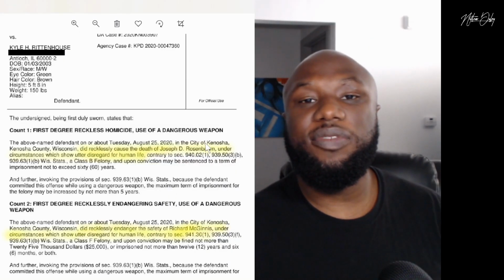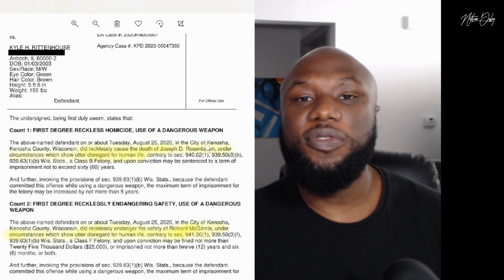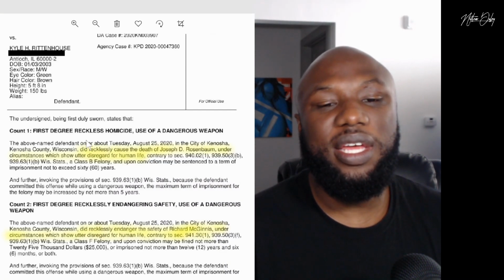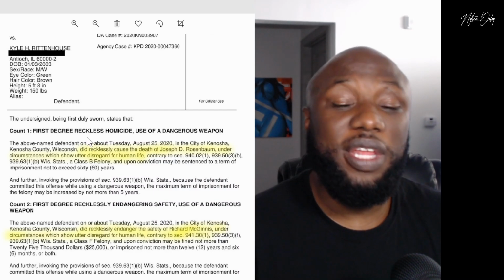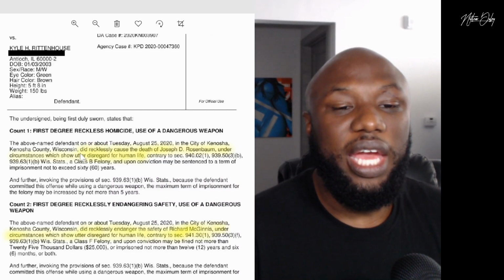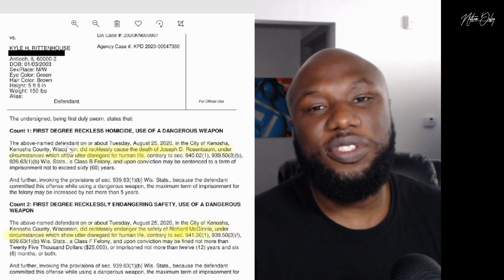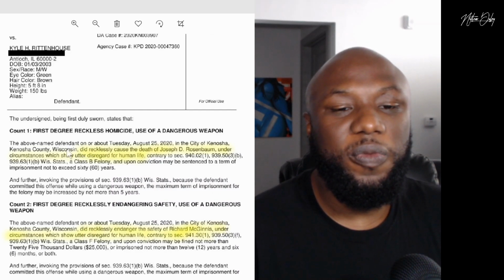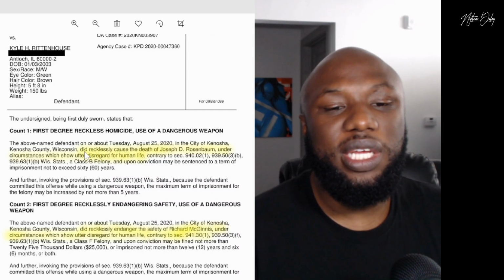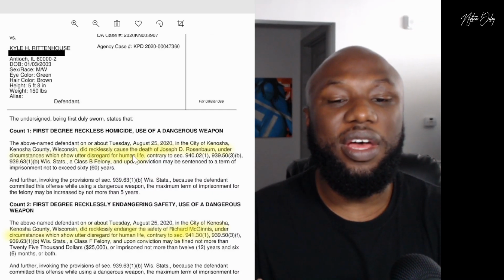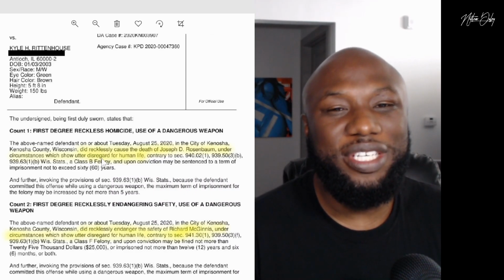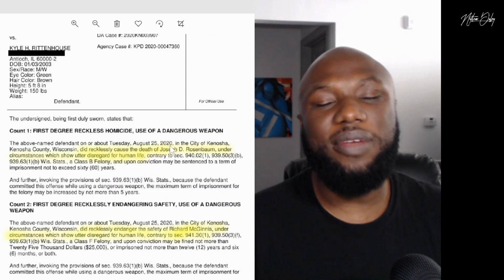All right, so here's a list of all the charges for Kyle Rittenhouse. Count one, first degree reckless homicide, use of a dangerous weapon. As we know, that dangerous weapon is the rifle. And here I just highlighted the sections so we can go through them pretty quickly. In this highlighted section for count one, "did recklessly cause the death of Joseph Rosenbaum under circumstances which show utter disregard for human life."